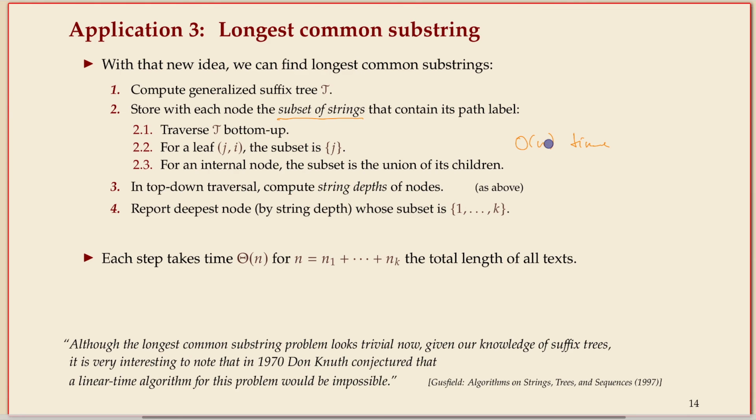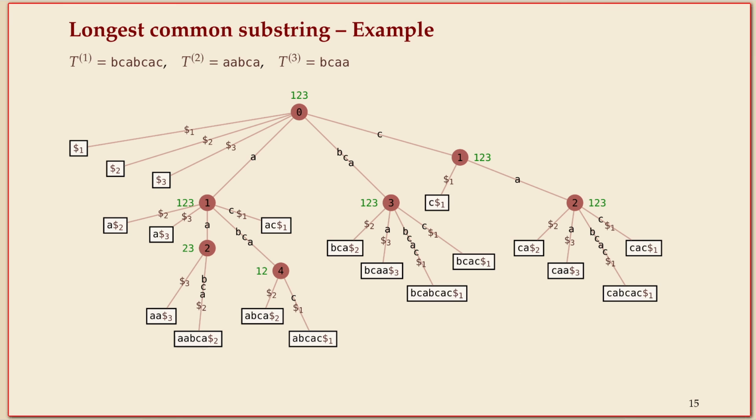N here is the total length of all the strings. They don't necessarily have the same length, but you just sum up all their lengths. And that's roughly the time you need to build the suffix tree as well. And all the rest also runs in this same time. So here's the example of how this looks for the 3 texts from the question. So here are these 3. You concatenate them with the dollars in between in this order, left to right. And you build the suffix tree for them.